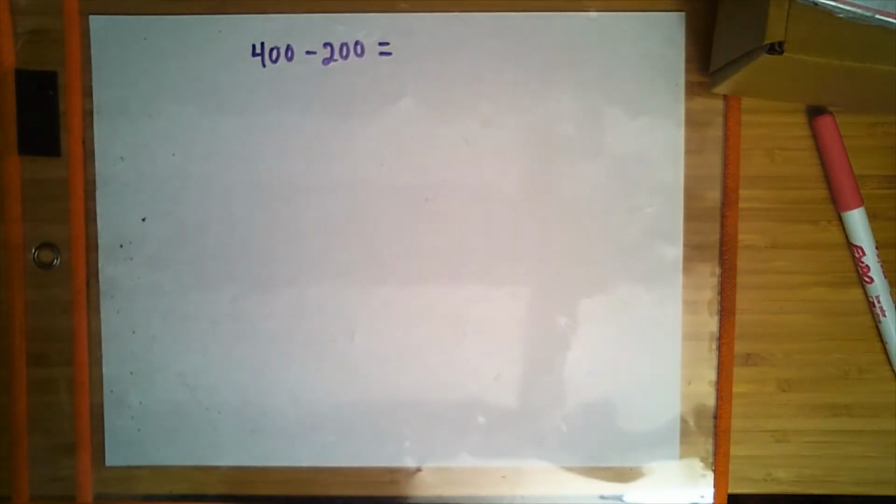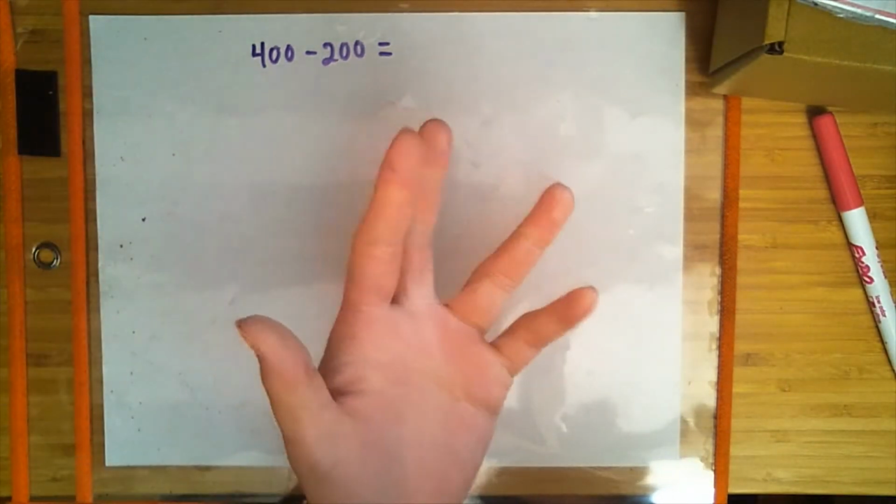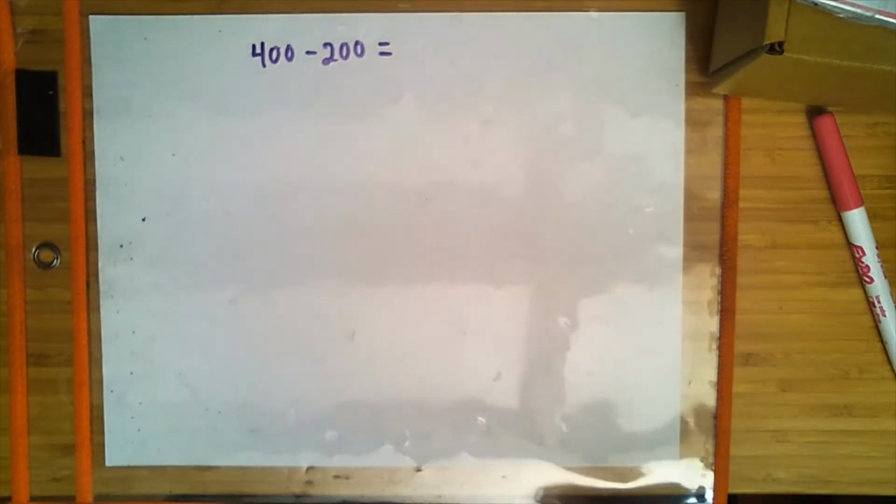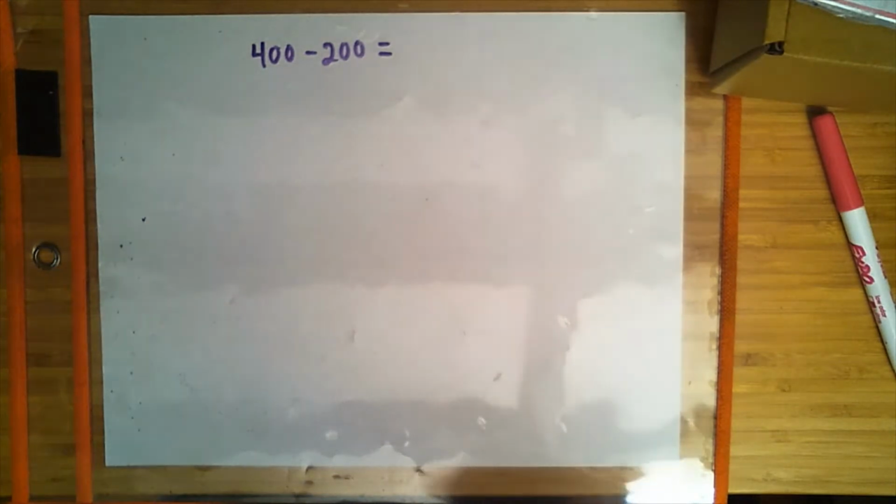Alright, my friends, welcome to the last part of our teacher model. Let's take a look at our number sentence, 400 minus 200. Show me the solution. You may show me with Arrowway or mini number bonds. I'm going to do this with Arrowway.